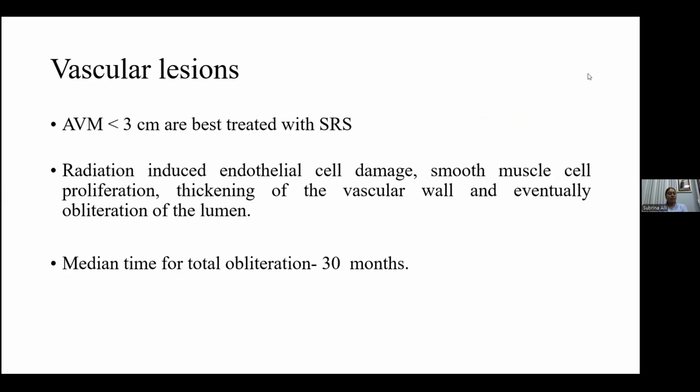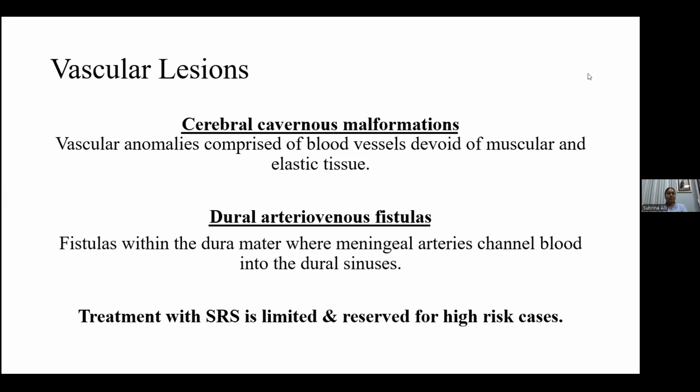So for arteriovenous malformations that are less than 3 centimeters, they can be best treated with stereotactic radiosurgery. What happens is the radiation induces endothelial cell damage, smooth muscle cell proliferation, and thickening of the vascular wall. So it eventually obliterates the lumen of the AVMs. But the median time for this total obliteration is approximately 30 months.